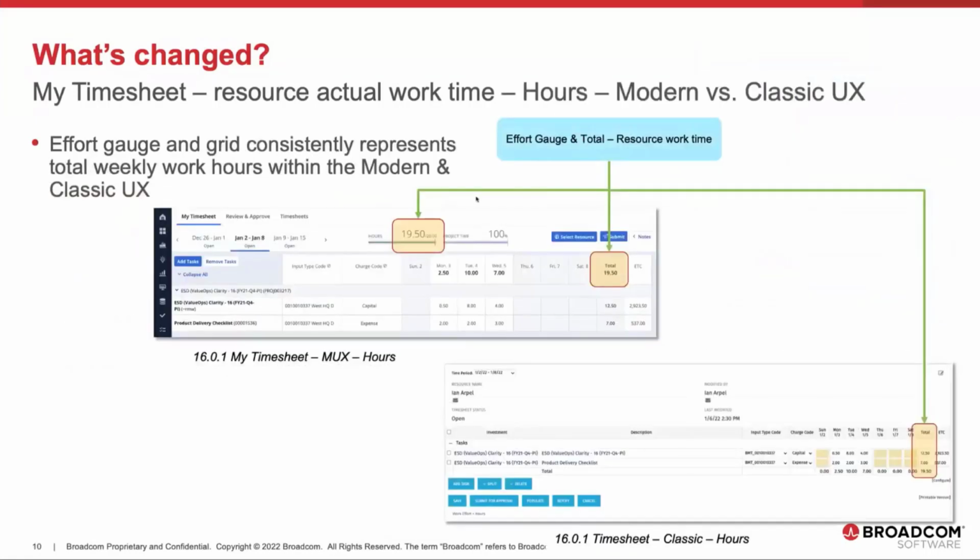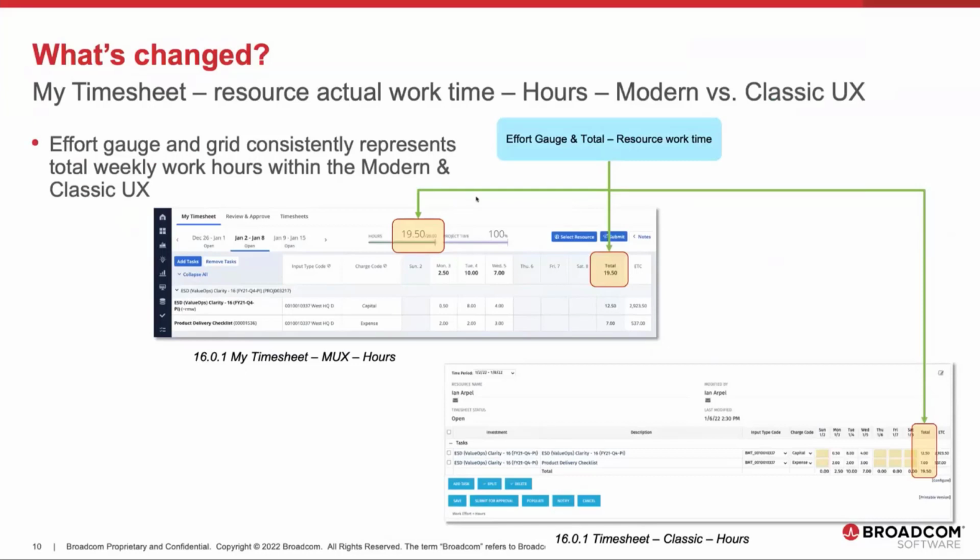So here's a comparison that shows that Classic and the Modern UX are both reflecting those changes. So we're here looking at an hours example. 19.5 hours has been recorded. You can see it in the effort gauge itself. You can see it in the timesheet grid itself in the upper view of the Modern UX perspective. And then also that user that operates in the Classic experience would see the same thing. Obviously the layout's a little bit different, but you can see the 19.5 hours is showing there, and the data is consistent.